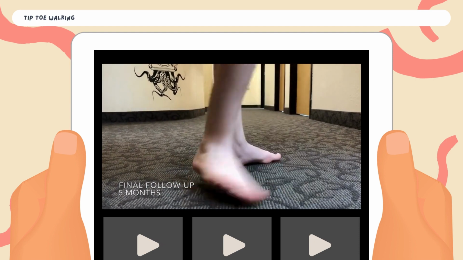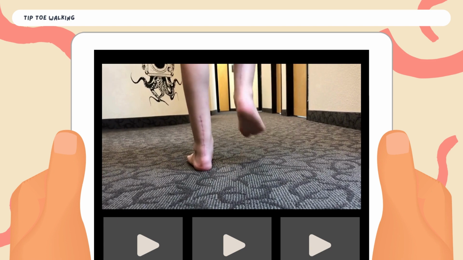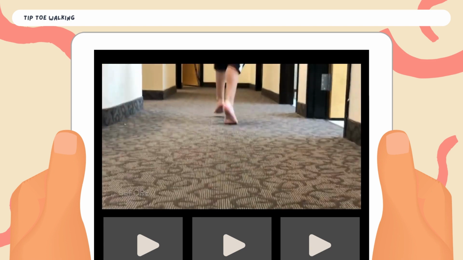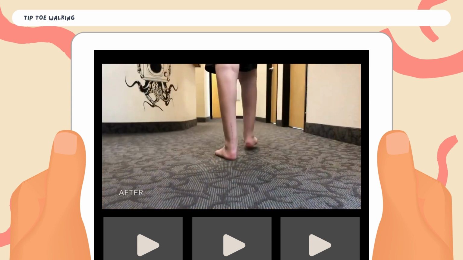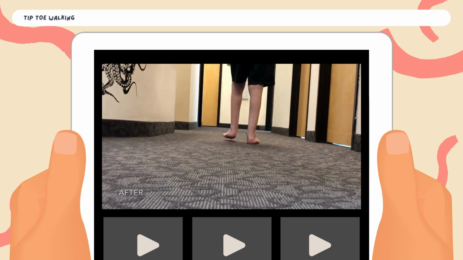So 5 months out, I mean, he's walking like he's never walked like this ever in his life, right? We saw how bad he was here before surgery. He could never even get his heels down, and now post-operatively he's able to get his heels down. Just, it's life-changing for these kids.